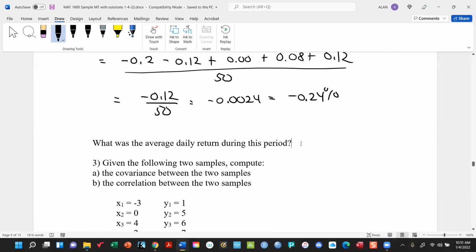So the average daily return, I guess we'll put it right here, is about a loss of 0.25%.